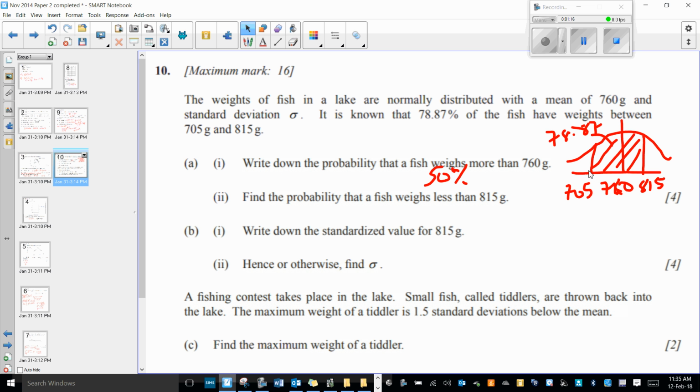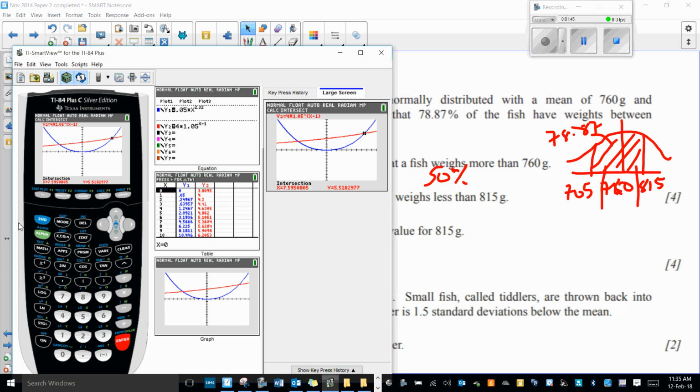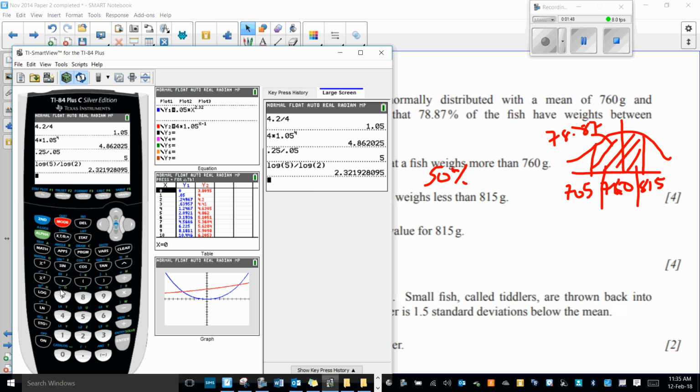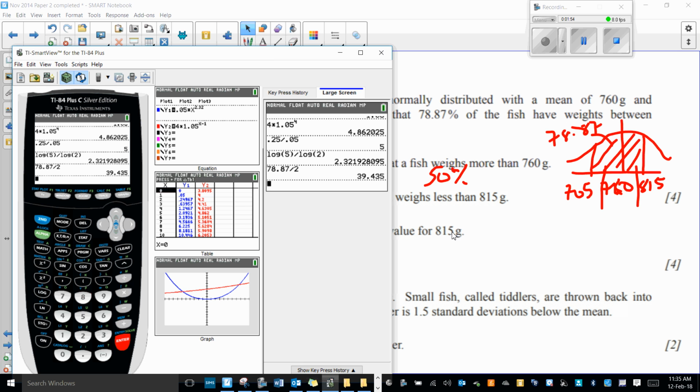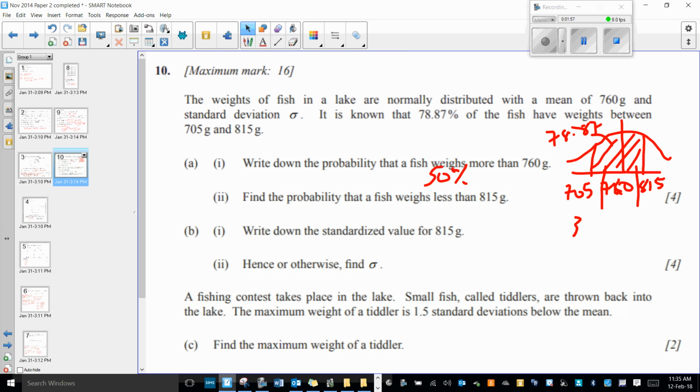Okay, so between 705... So we need to... What's this value here? It's 45. No, 55. Oh, so this is symmetrical. Okay, so these are both equal. So 78.87 divided by 2 is 39.43. Sorry, I need to explain this. 39.435.